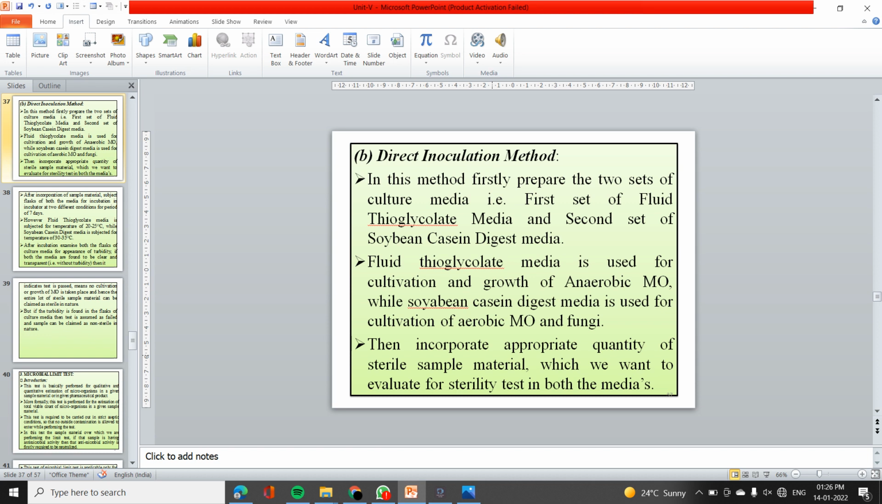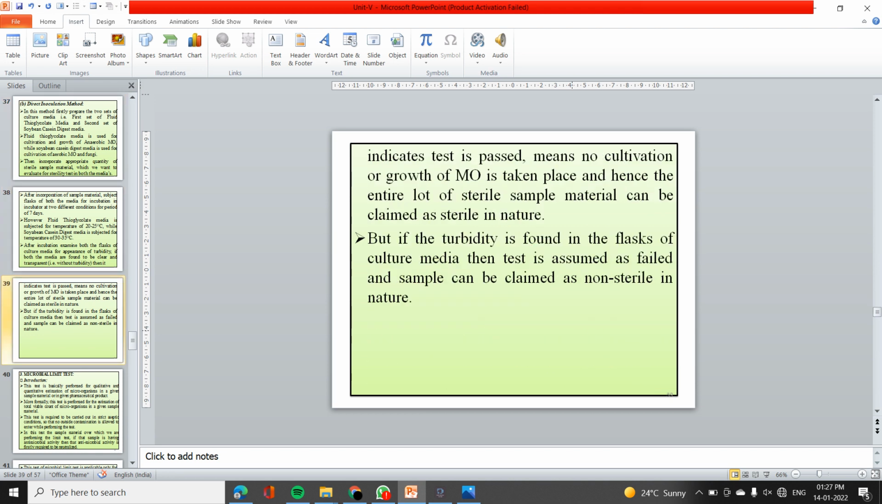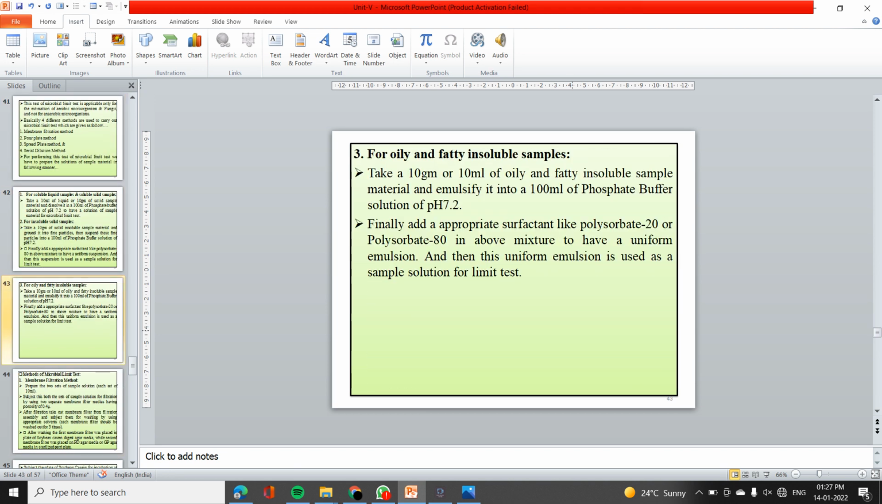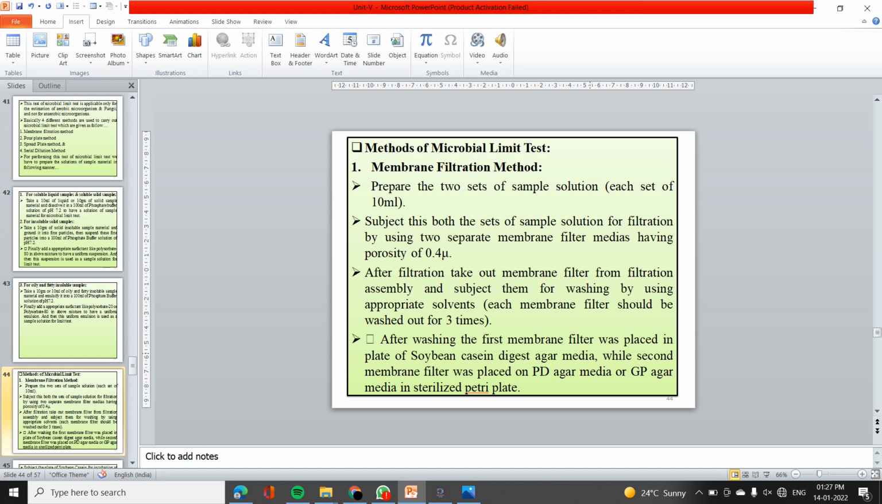Okay, see here, the soybean casein media is used for cultivation or growth of aerobic microorganisms or fungi. Means in this method we are using the soybean casein media to check whether the specified sample has any presence of fungus or aerobic bacteria. For that purpose we are using this media. Sorry, not agar media, soybean casein media.